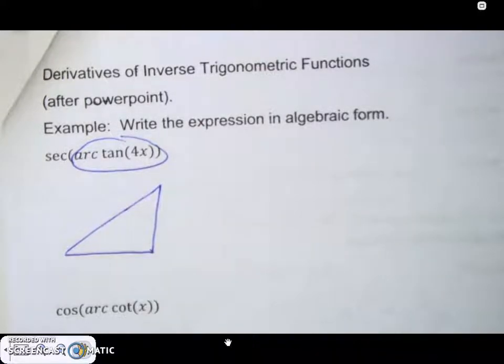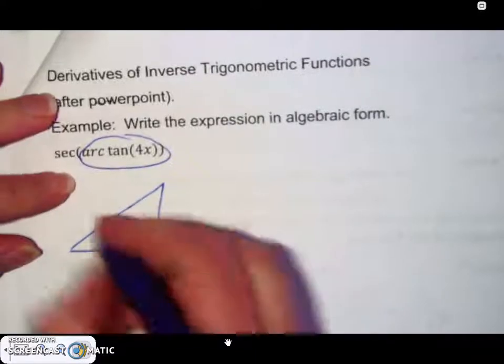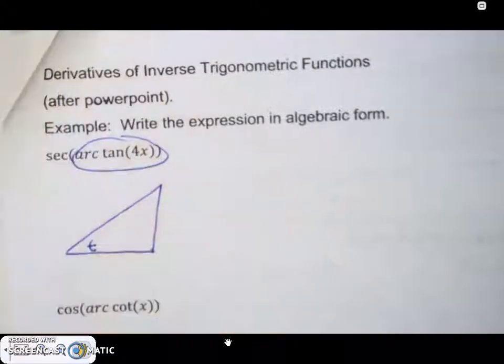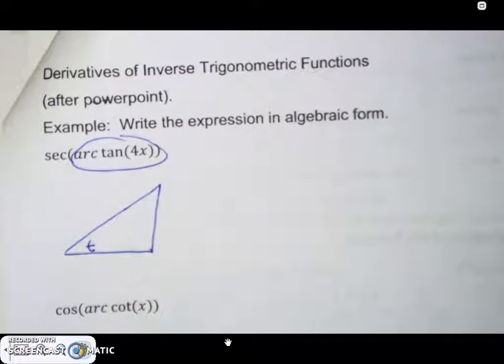What do you want to name the angle whose tangent is 4x? T sounds fine. I would have gone with theta. Well, I heard T first. Could be for terrific, Michael. It doesn't have to be for Trinity.